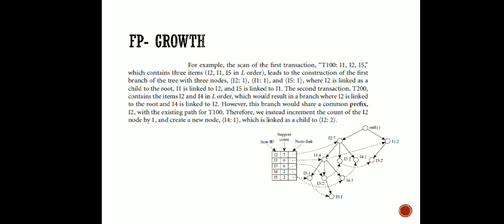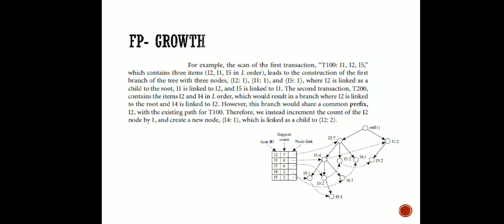Now if you just discard the rest of the tree, this branch exists only once. So here we have included the node I2 once, the node I1 once, and the node I5 once. That's why you can see the count is 1 for I2, 1 for I1, and 1 for I5. Just remember this one.